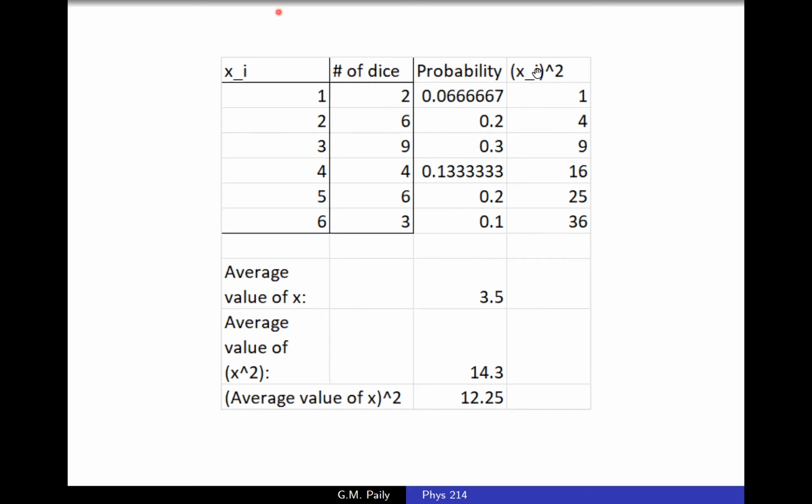So notationally, the way we would distinguish between those two: the average value of x is that, the average value of x squared is that, and the average value of x, squared, is that. And in general, these last two will not be the same. So be careful with your notation when describing these results.